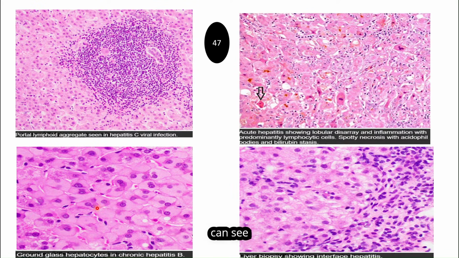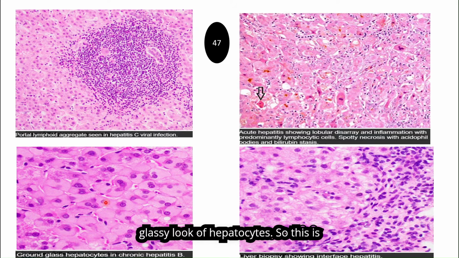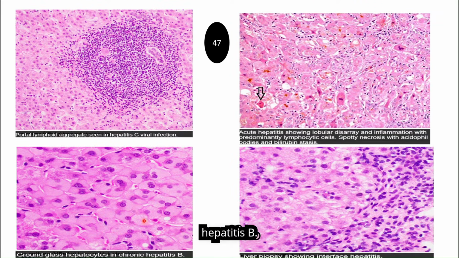Here you can see a glassy look of hepatocytes. So this is called ground glass hepatocytic appearance, most common in chronic hepatitis B. In this section, you can see a band of infiltration of mononuclear cells, plasma cells, lymphocytes, and some macrophages. So this is showing interface hepatitis.